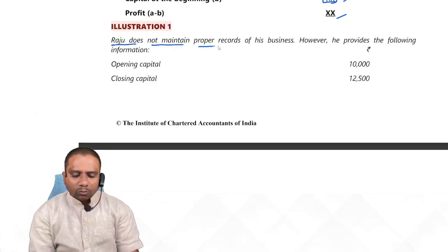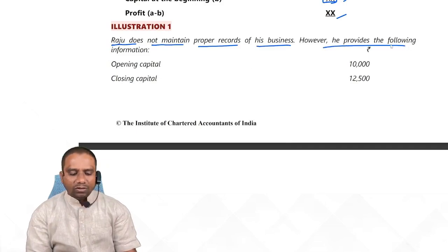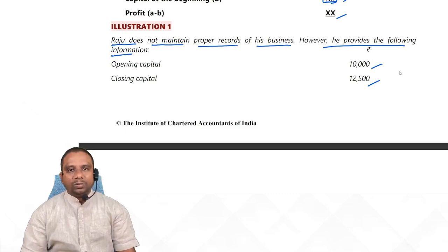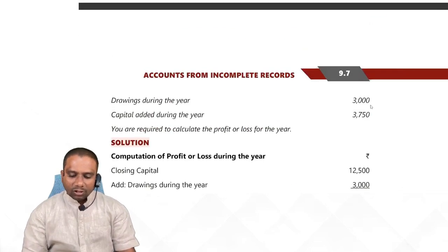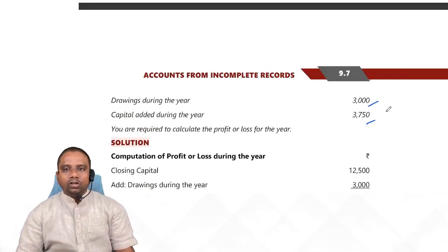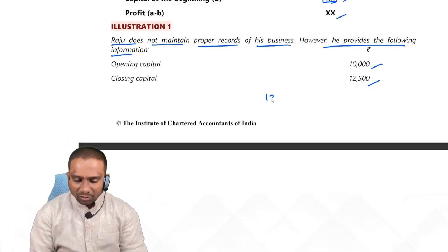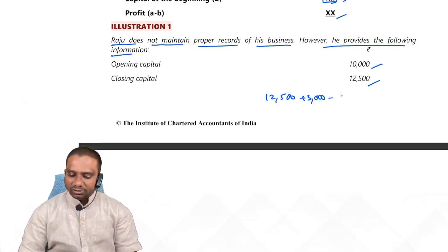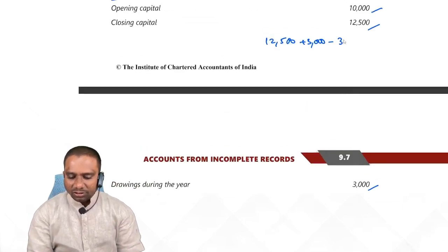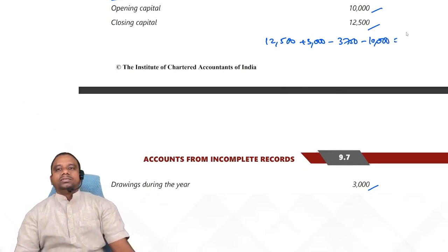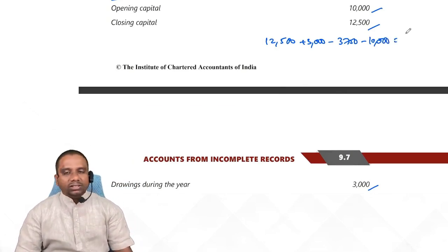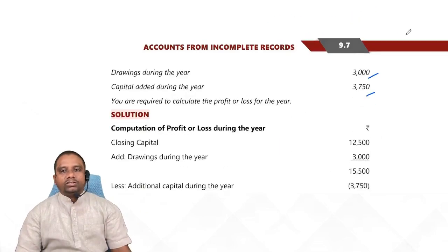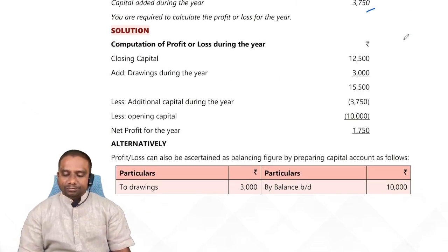Now look at. Raju does not maintain proper records of his business. However, he provides the following information. So here we have opening capital, closing capital. Fine. Drawings during the year and capital added during the year. Simply, how can we calculate 12,500 plus drawings minus additional capital 3,750 minus opening capital. So now this calculation is nothing but your profit, students. Look at, yeah, this one.